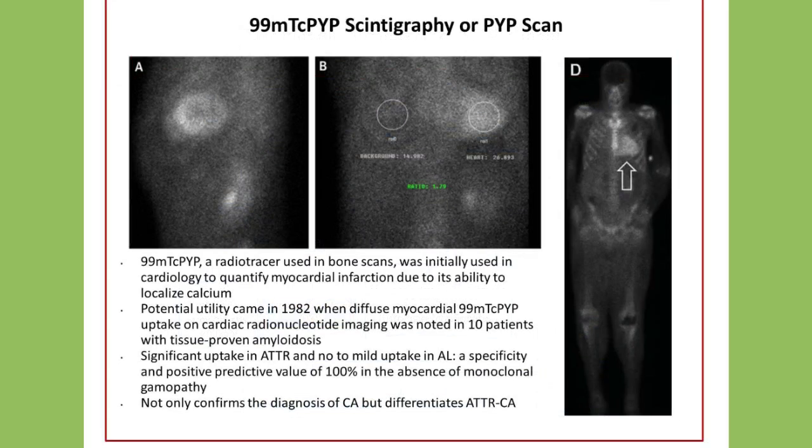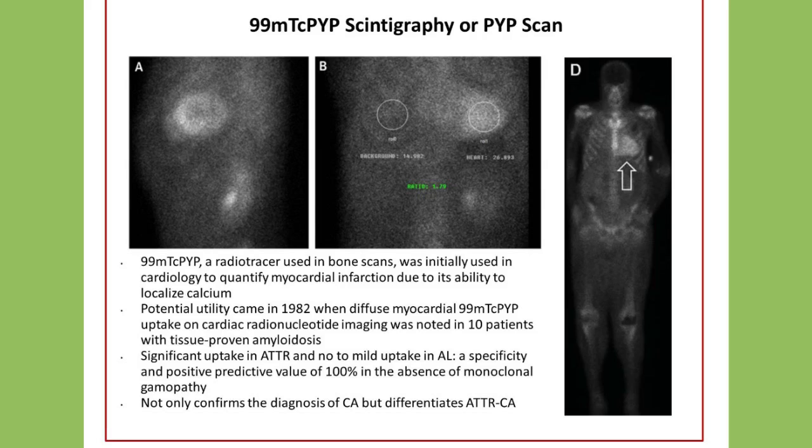Now let's get on to the most important part of this presentation, which has to do with imaging of our 99mTc pyrophosphate studies. We know that 99mTc was originally a radiotracer used in bone scans, and it was initially used in cardiology to quantify myocardial infarction due to its ability to localize calcium. Probably one of the first studies that I learned how to do as a student.